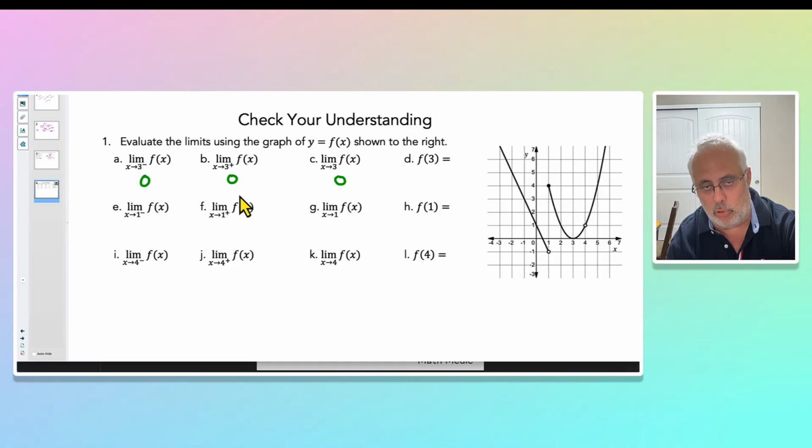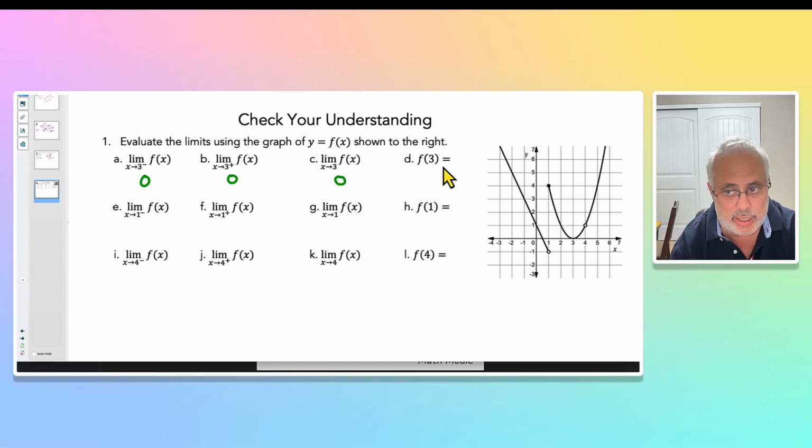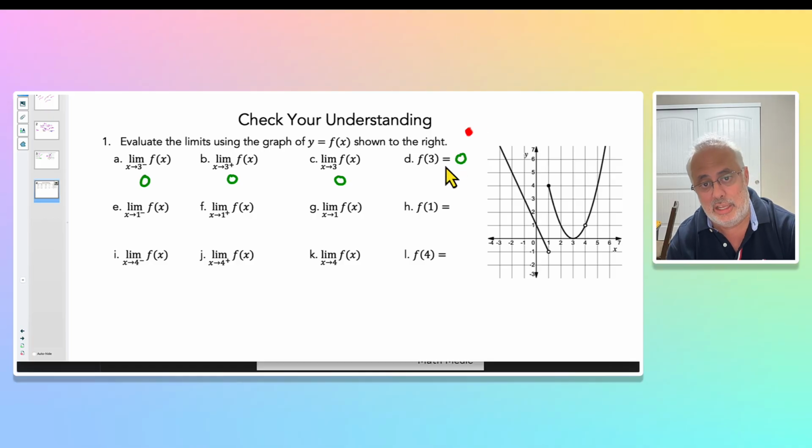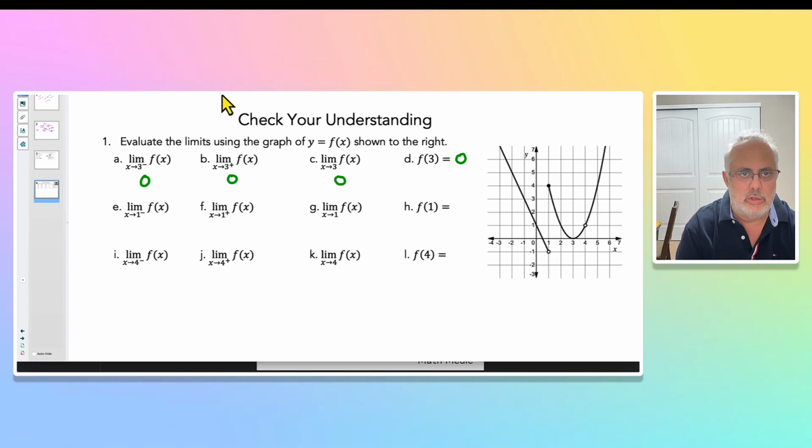Remember the formal definition. Now, curiosity, how much is the function when the x value is 3? How much is the y value when the x is 3? How much is the output when the x is 3? 0. We will see later in our next lessons what is the implication of this final thing. So let's do the next one.